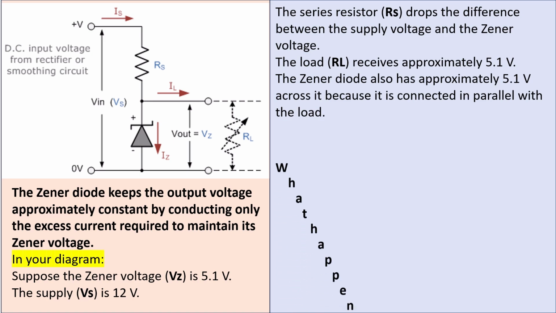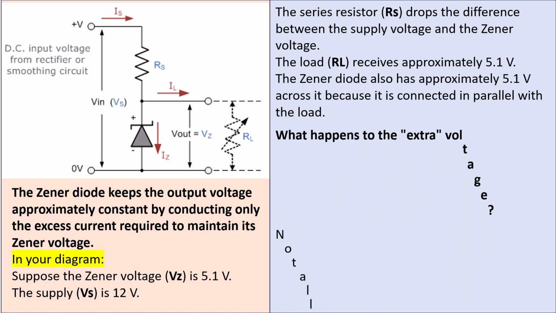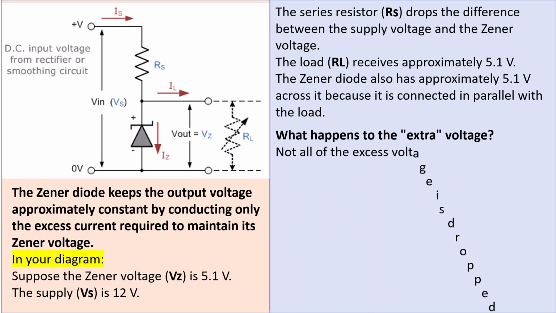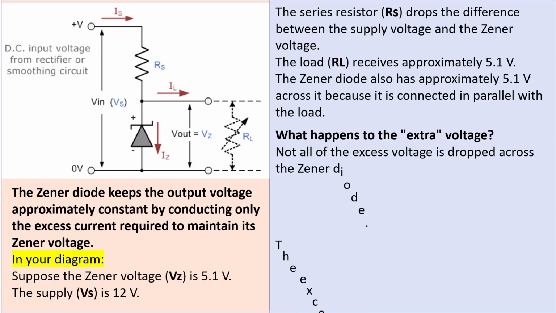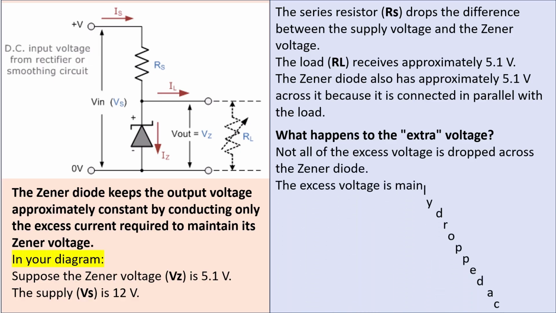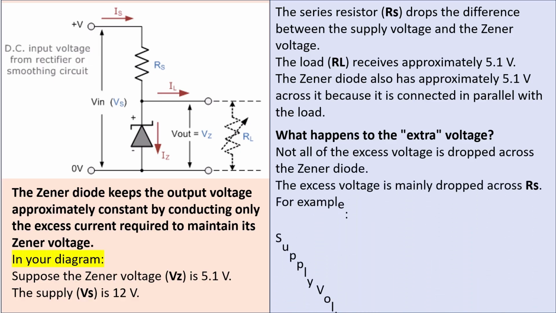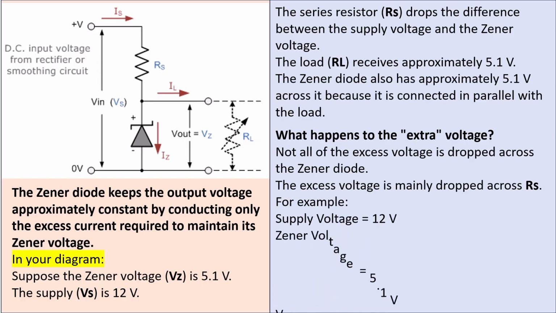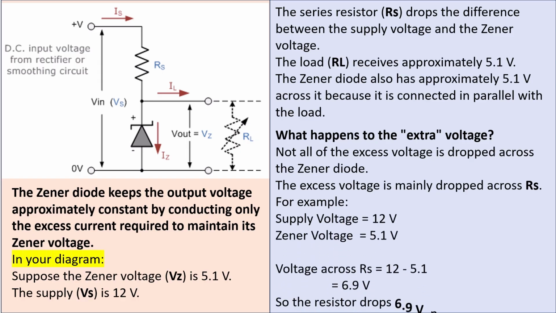What happens to the extra voltage? Not all of the excess voltage is dropped across the Zener diode. The excess voltage is mainly dropped across Rs. For example, supply voltage is 12 volts, Zener voltage is 5.1 volts. Voltage across Rs is 12 minus 5.1, which equals 6.9 volts. So the resistor drops 6.9 volts, not the Zener.